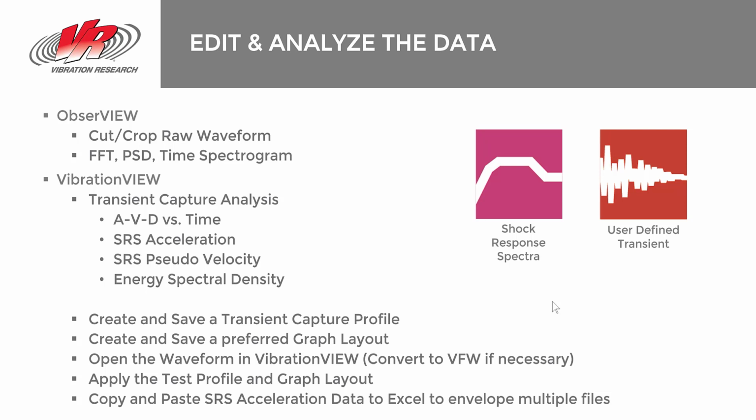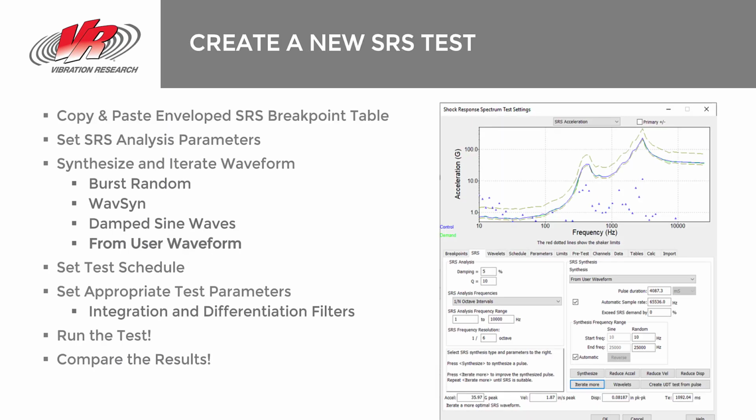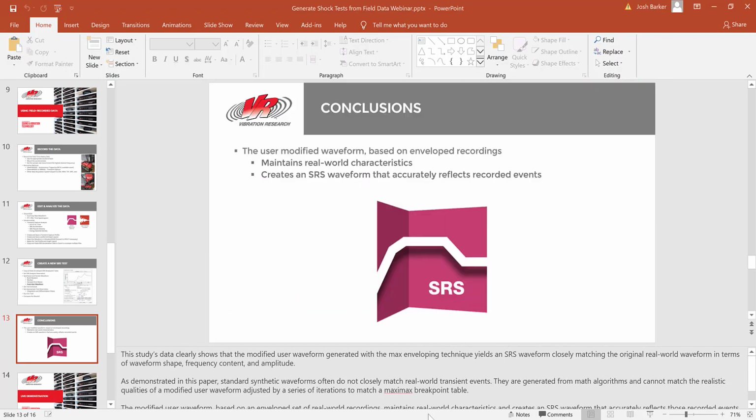We could do some basic analysis in ObserView, and then we'll move into Vibration View, where we will actually create a transient capture profile and graph layout that we can then apply to all of those recorded time histories, have that analysis done. From there, we will look at the SRS acceleration plots, copy and paste that data out to make an enveloped profile in Excel, and then in the end, go back and build an SRS test that has that enveloped SRS profile as the demand, and we will synthesize from user waveform using one of our recorded events. So with that, let's get started.